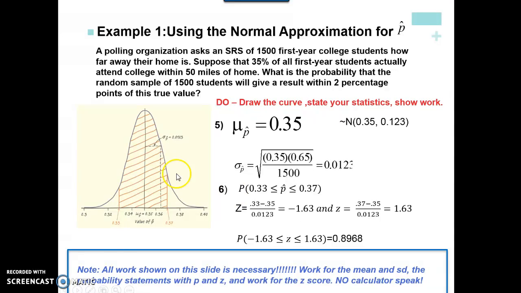Okay, so please make sure you note for your homework assignments, tests, quizzes, whatever, all work on this slide is necessary. You need to show the work for the mean and the standard deviation. Not too much work for the mean. Show the plug-ins for the standard deviation. Show this probability statement with p hat that tells us that we're looking at a sampling distribution. Show the work for the z-scores, and then show your probability statement with your z-score. Don't give me any calculator speak, because every calculator has different ways that they show how they arrive at the answer.